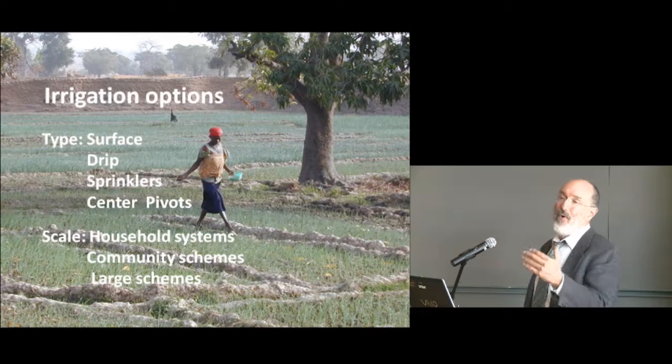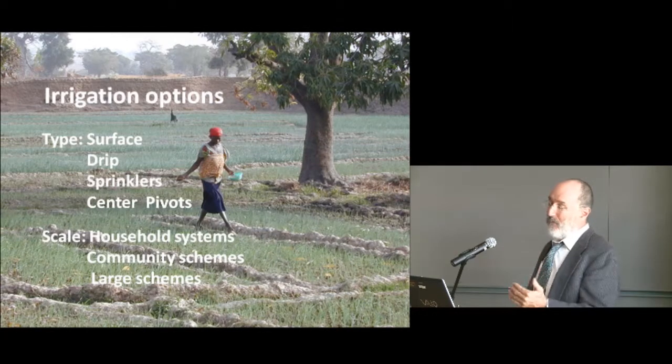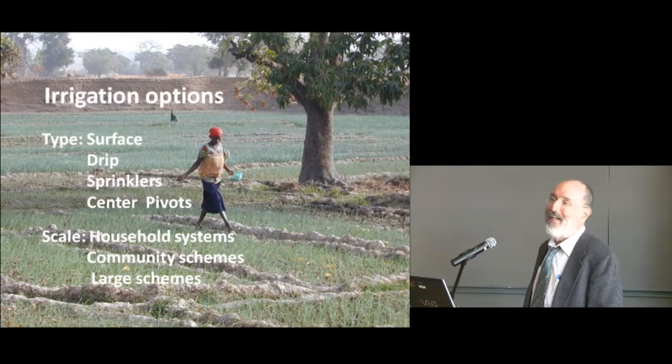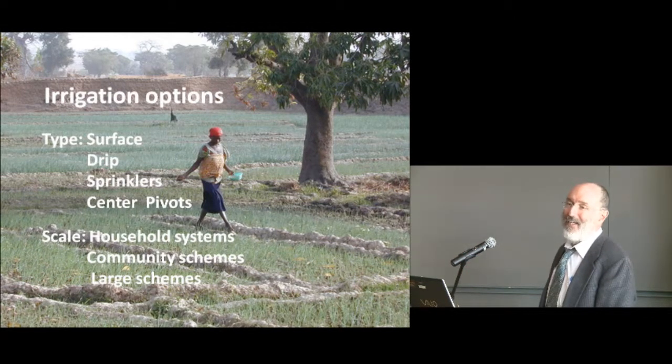And then the third broad category is sprinklers. Now I put a fourth category, center pivots, which is actually just a big sophisticated sprinkler, and the reason I added a last category is because we're going to talk about center pivots. Okay, the other thing you have to think about, and there's a lot of debate about this, is scale.